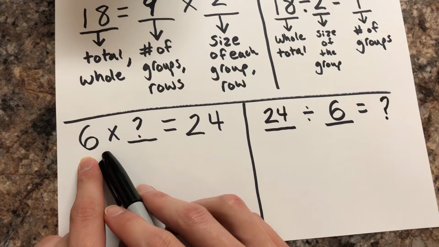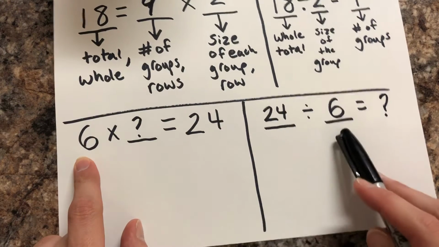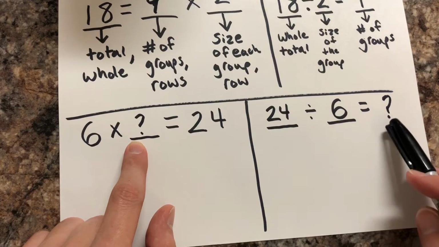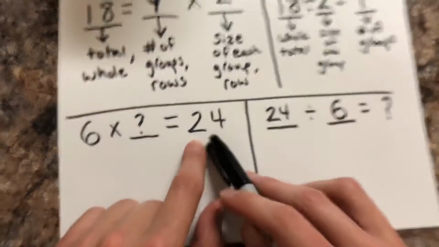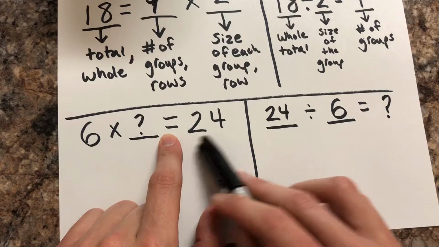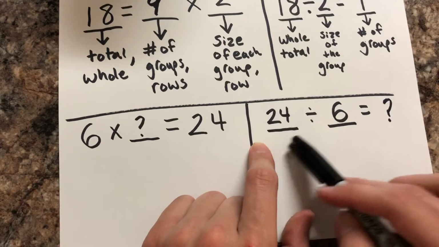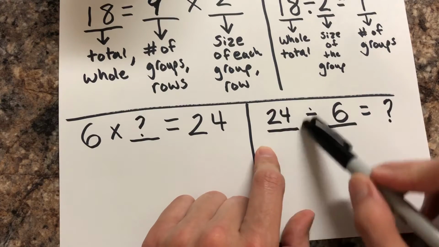Notice 6 was the factor that I knew. The question mark was the factor I don't know, and that's what I'm solving for. That's on the other side of the equal sign. 24 is on the other side of the equal sign in multiplication. It's the total, the whole thing. I start with my total in division.